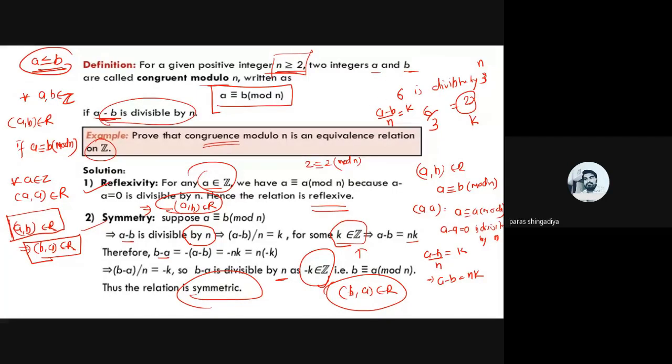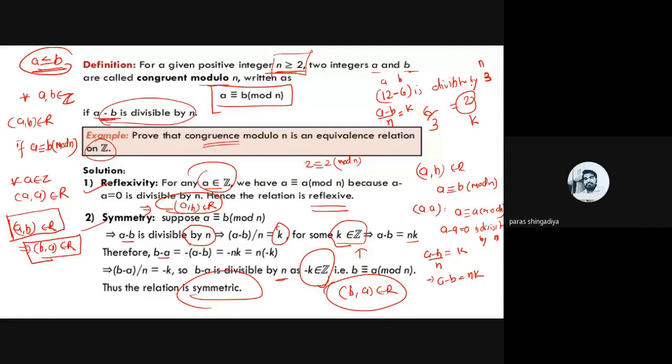by this example. Why we consider here k as our answer? When we divide a minus b by n, you will get one answer. For example, let us take here 12 minus 6 as a and b. A मेरा a है, b है, ठीक है? And this is a mod 3. Here I consider the n value, that is 3.